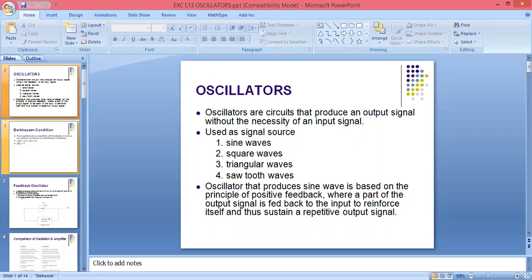Here we do not get amplified output because we are not providing any input voltage. Oscillator will work without necessity of input signal. And here we will give oscillator as a periodic output. So we can say oscillator will give us sinusoidal output.